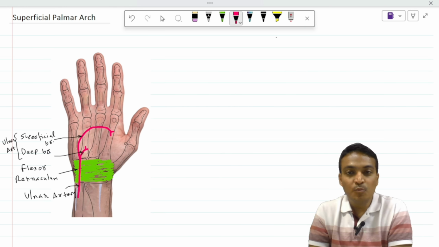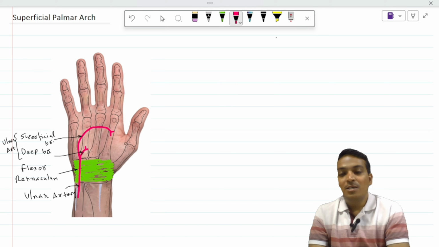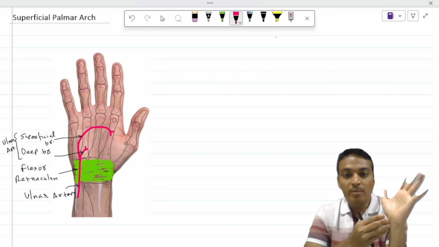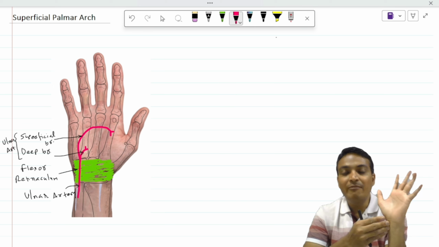Now this superficial palmar arch is completed on the lateral side by the radial artery. So for that, let's have some basic information regarding the radial artery for making the superficial palmar arch. This radial artery, as we know, reaches up to the styloid process of the radius where we can feel the pulsation of the radial artery.